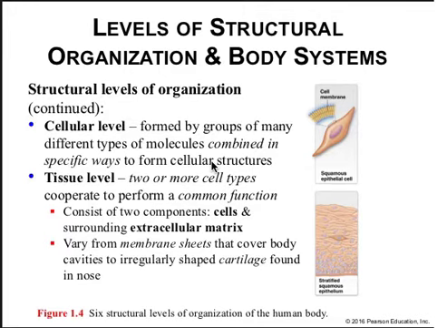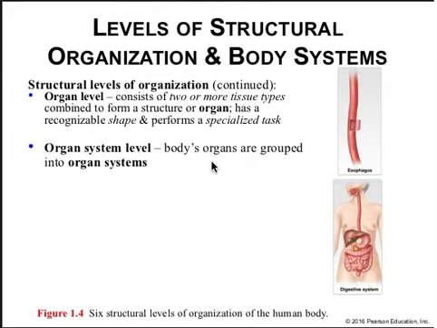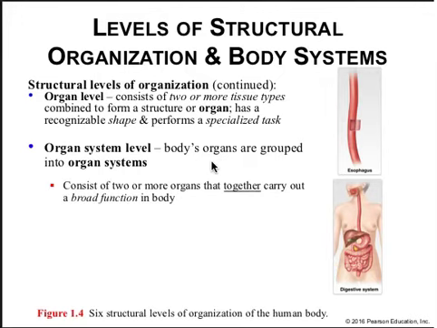Okay? And then as we move up one level from that, we have the organ level, which are different tissues acting as a team to do something that a single tissue alone could not. So two or more tissue types combine to form an organ that has a recognizable shape and performs a particular task. The organ system level is made up of the body's organs that perform a task that an individual organ couldn't do on its own. For instance, the digestive system, the circulatory system, the nervous system, and so on. So two or more organs function together to carry out broad functions in the body that maintain survival.